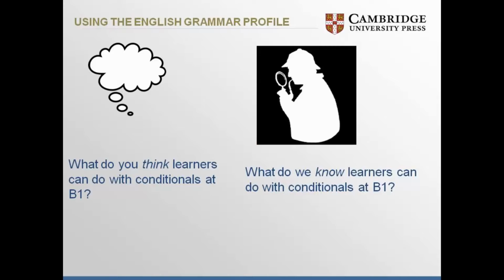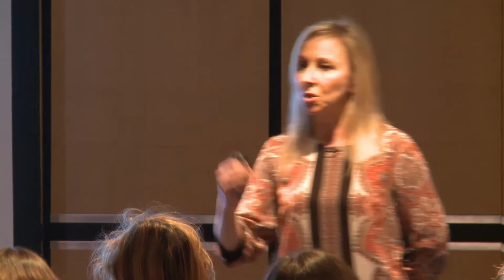Now, we're actually going to go straight to the resource. First of all, what do you think you know about learners at B1? What do you think they know about the conditionals at B1? If you think about conditionals, it's something we all teach in grammar. What conditionals do learners at B1 typically know? What's your intuition about that? And then we'll go straight into the resource and see what it tells us based on our detailed research into conditionals within the learner data.